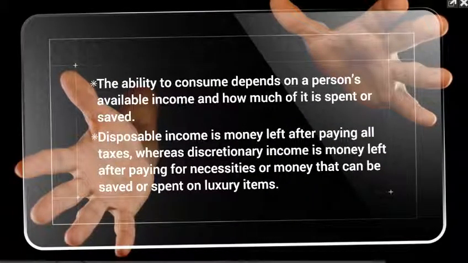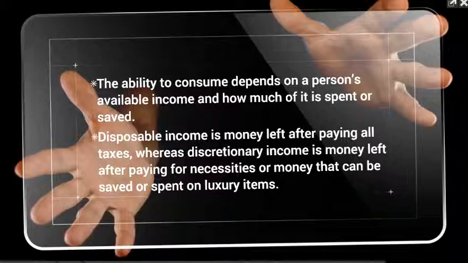The ability to consume depends on a person's available income, how much of it is spent or saved. Disposable income is money that is left after paying all taxes, whereas discretionary income is money that is left after paying for necessities or money that can be spent on luxury items or be saved.